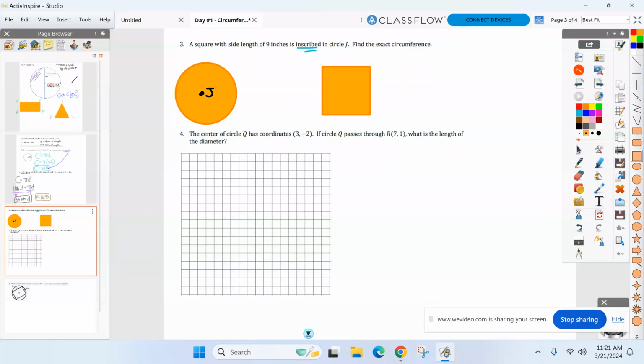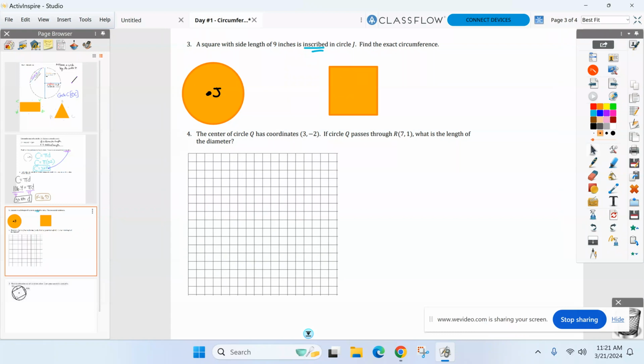Where do I put the square? Inscribed in circle J. Where's this square going to go? Inside the circle. Not just inside, but all 4 vertices have to be touching the circle. Right? So inscribed means the figure is inside. So the square is inside circle J with all 4 vertices touching the circle. And each side of that square is 9 inches.